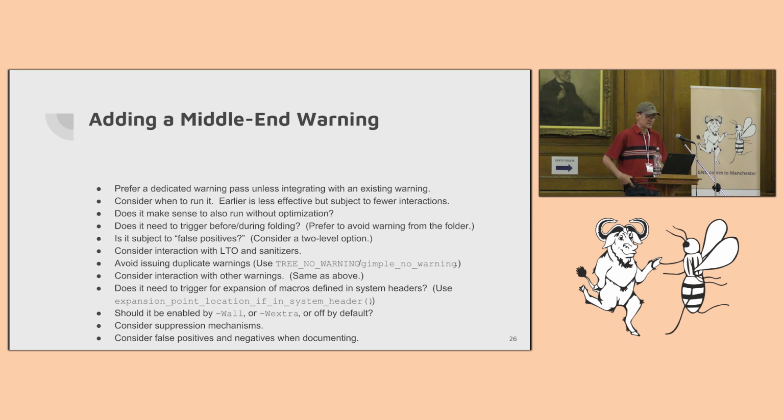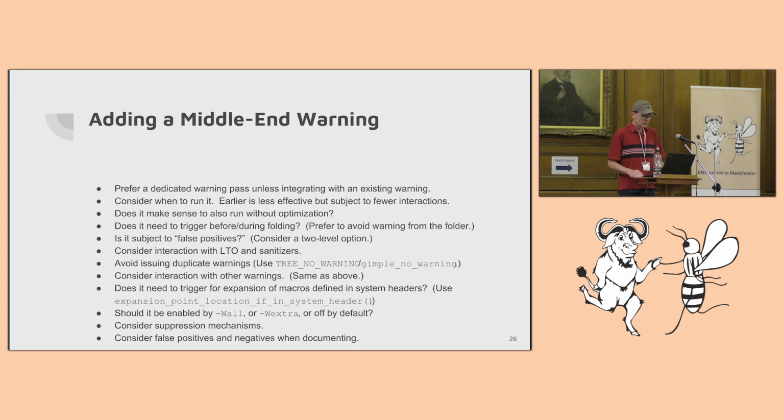Do you expect the warning to be subject to false positives? And if it is, like the uninitialized versus maybe uninitialized types of warnings, consider a two-level option. Consider the warning's interaction with LTO and with sanitizers. LTO, just because of its nature of exposing more code to the warning, tends to tickle bugs in the warnings or even in the optimizers, or expose interactions that you may not be prepared for or may not expect without LTO. Sanitizers, we'll have an example on where the interaction with sanitizers makes things difficult.